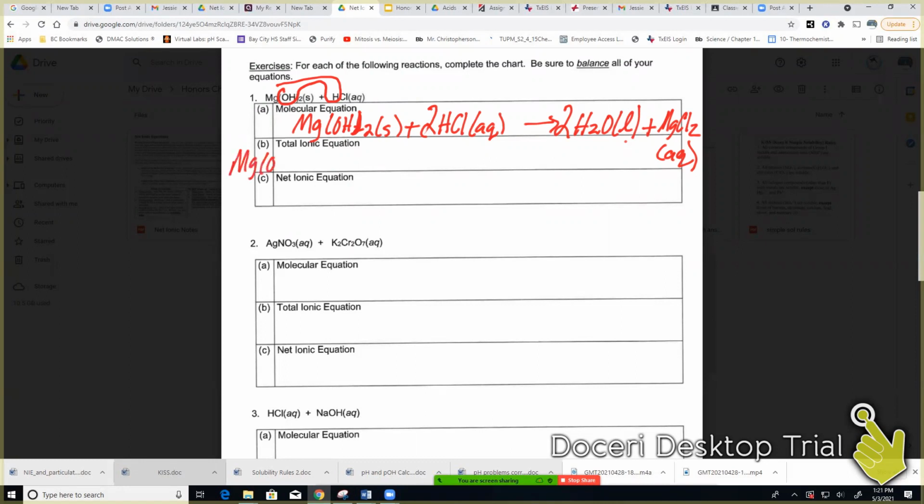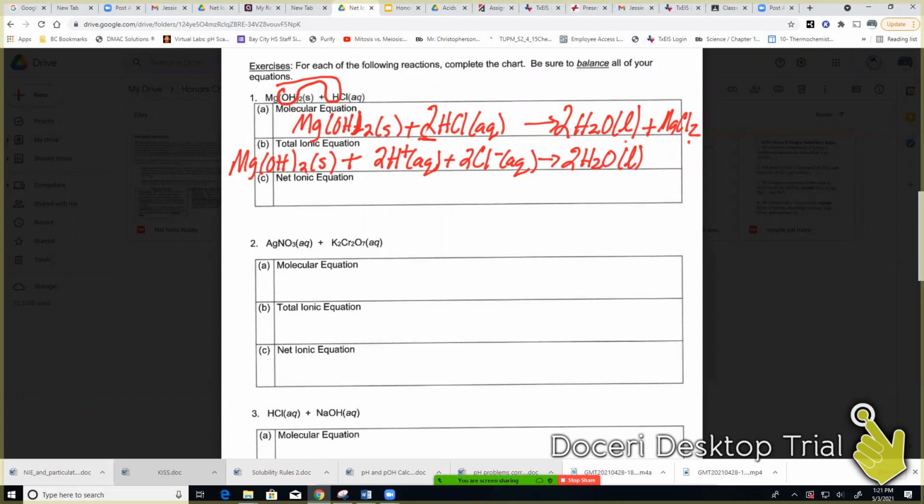Magnesium hydroxide is not, so it's going to stay together as a solid. Magnesium hydroxide is not a strong base, it's a weak base, so it does not ionize. But the hydrochloric acid is a strong acid, so it's going to ionize into 2H plus and 2Cl minus. The reason there's 2 of each of those ions is because of the coefficient of 2. My water stays together as a liquid. We said that's not something that ionizes.